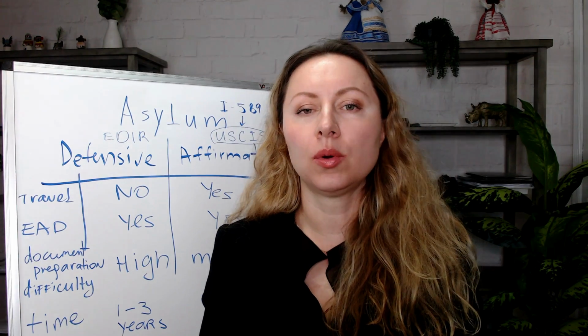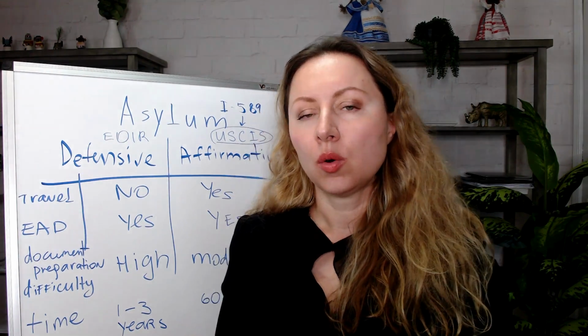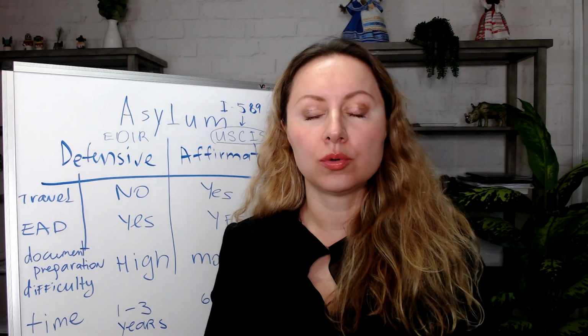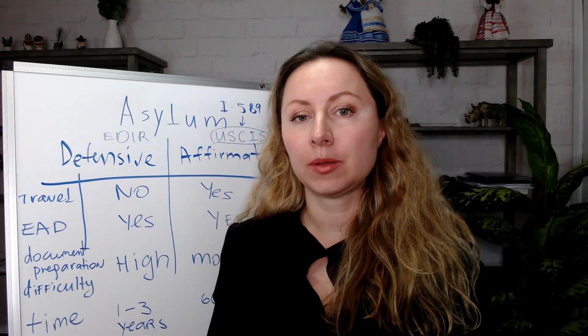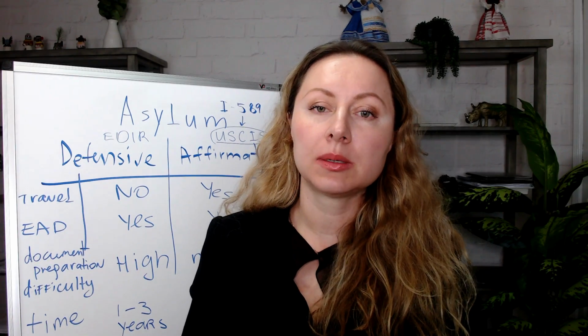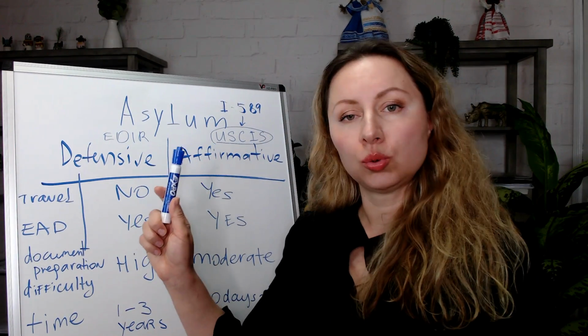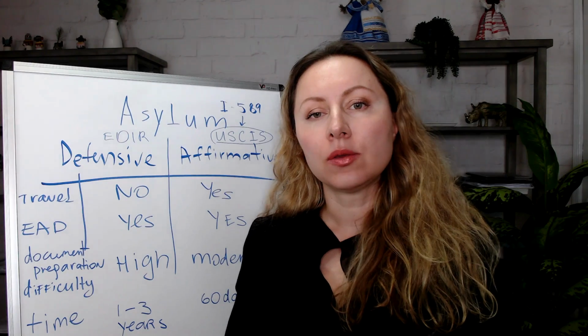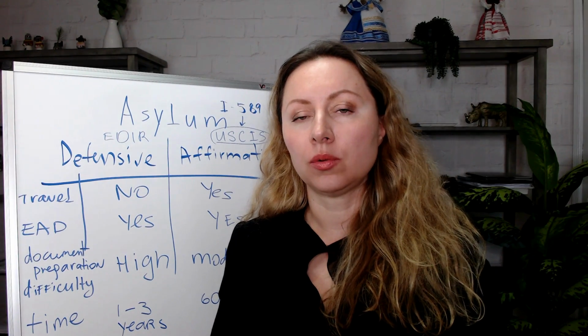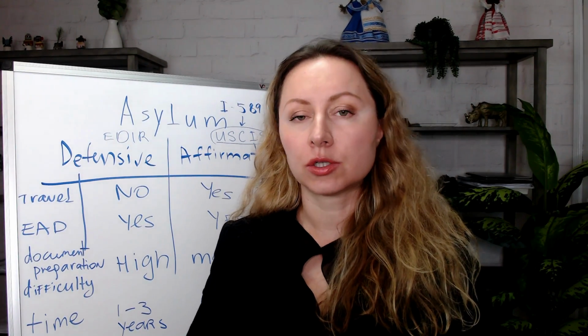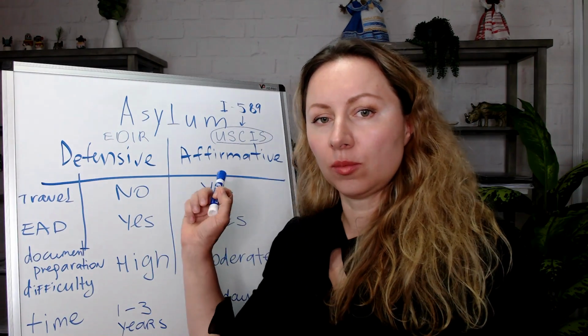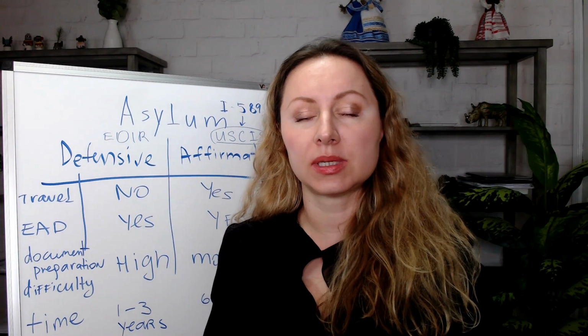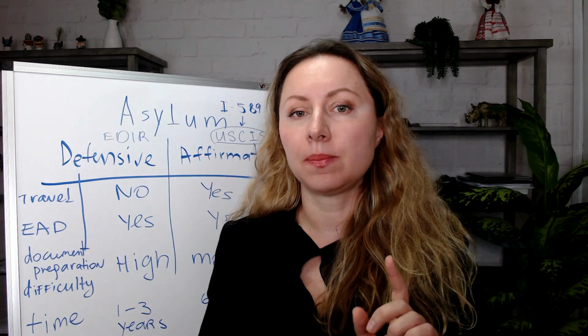What is the difference? You're filing for asylum there and there, USCIS and EOIR. What is the difference? Well, I'm going to go straight to the main point. The main difference in my mind is ability to travel. I cannot tell you that ability to travel or an advance parole document is so easy to receive when you're in the affirmative asylum procedure, but it's a possibility.